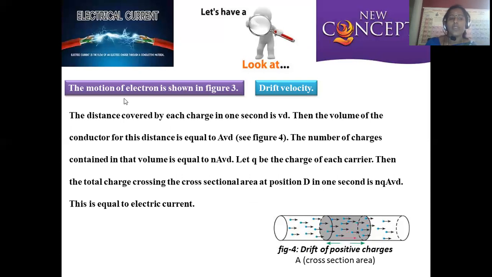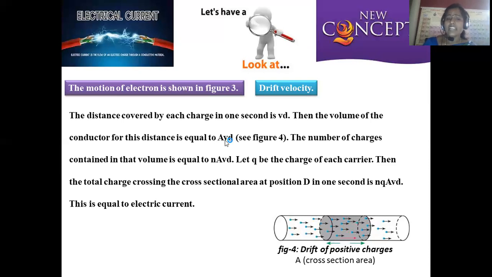Number 4. Now, the distance covered by each charge in the 1 second is denoted as Vd. So, how extent they are traveling? So, within 1 second, the distance covered by the electron, individual charges, that is denoted by Vd, drift speed. Then, volume of the conductor for this distance is given by A Vd. A denotes area of cross section. Vd is nothing but drift velocity. The product of these two is considered as a volume of the conductor in this particular distance, that is denoted as A Vd.